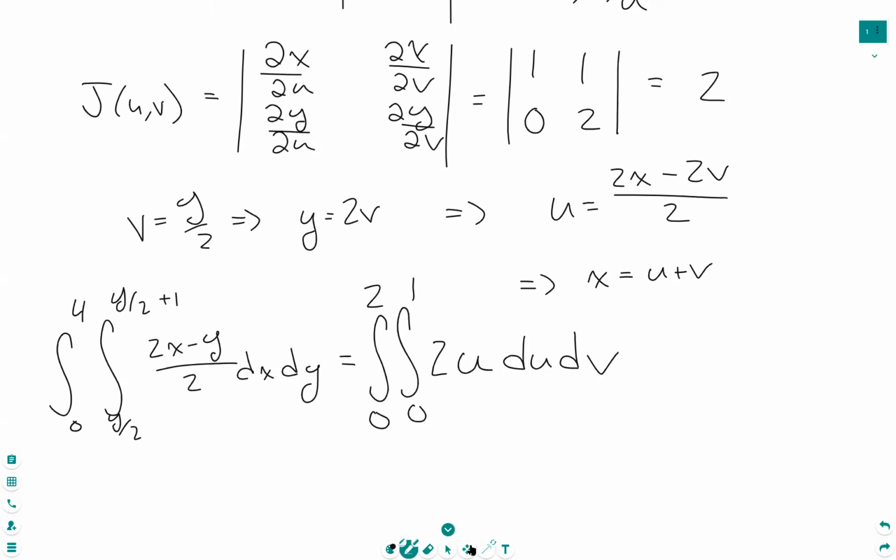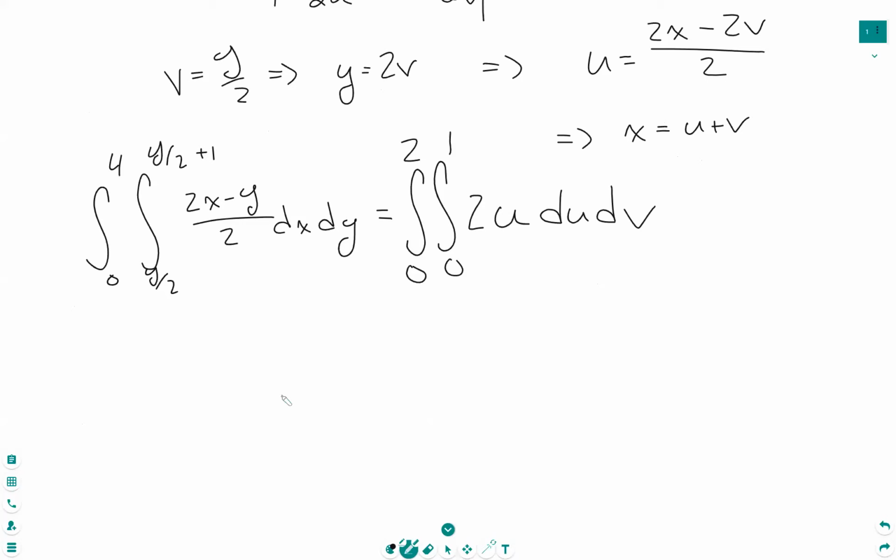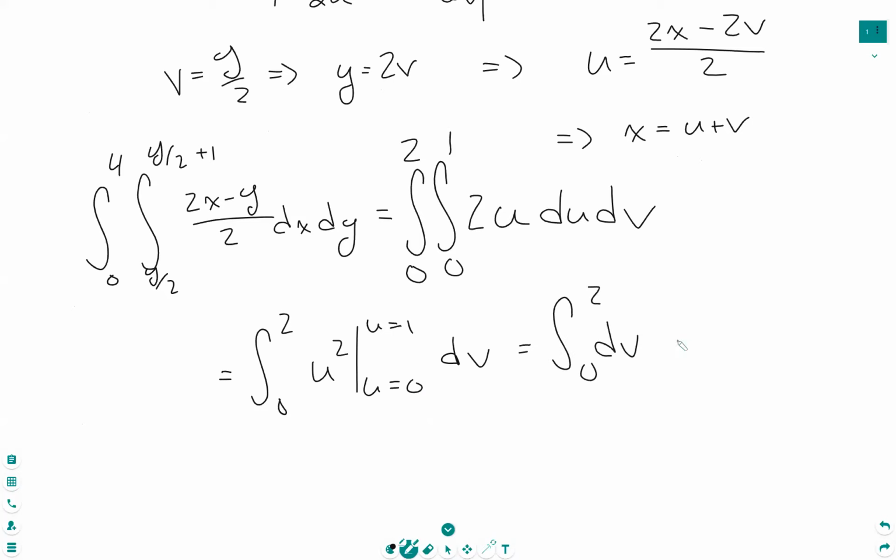That's pretty easy. So let's go ahead and integrate this. This is 0 to 2 of u squared, u equals 0 to u equals 1, dv, or just 0 to 2 dv, which is simply equal to 2.